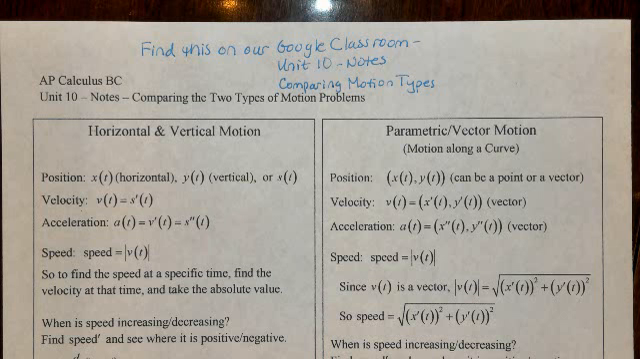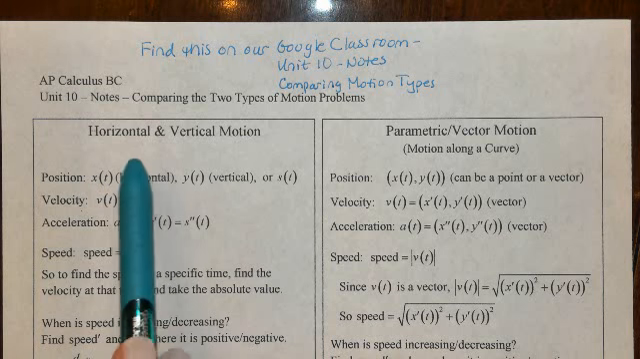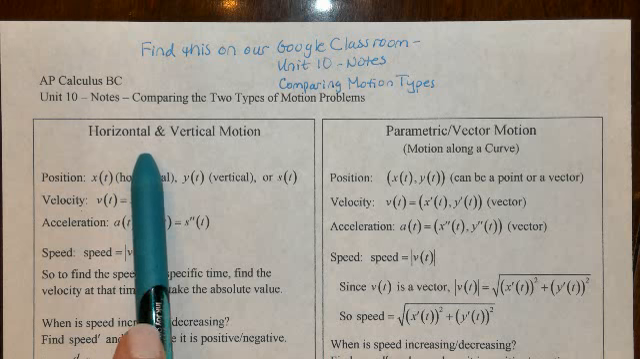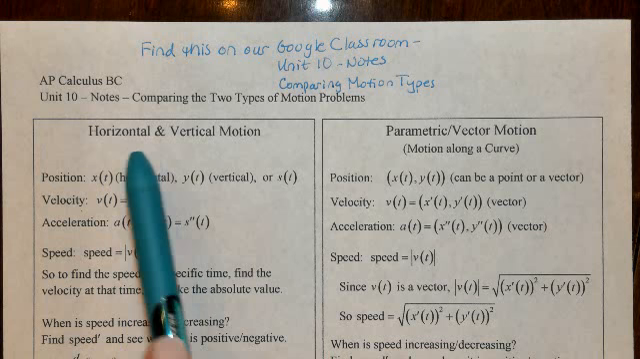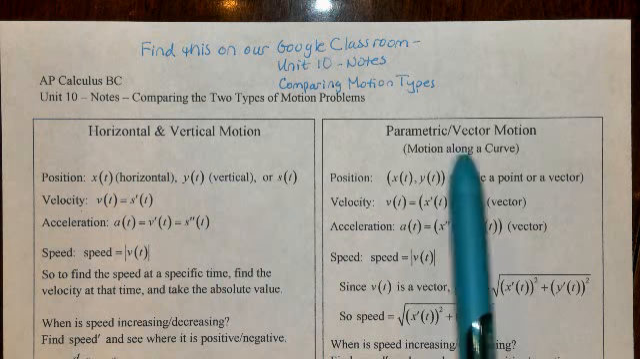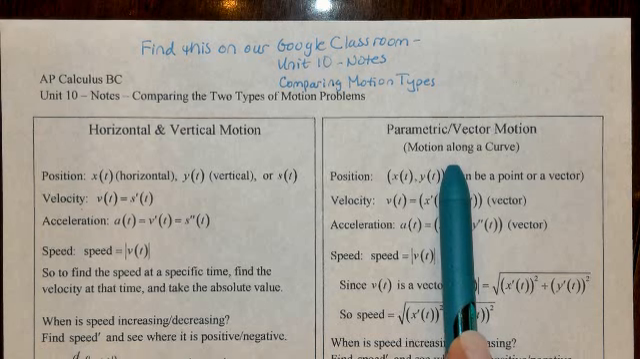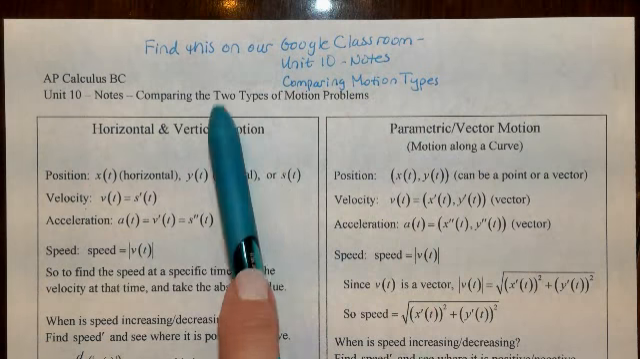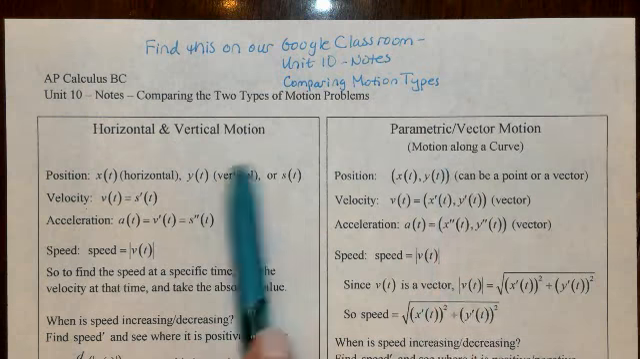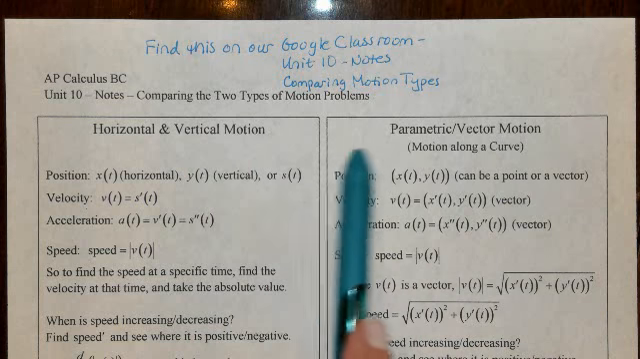Okay, this is our FRQ Topic 8. To get started, we just did our review on horizontal and vertical motion, and for this topic, we're doing motion along a curve, parametric and vector motion. So I have this sheet that compares these two types of motions.